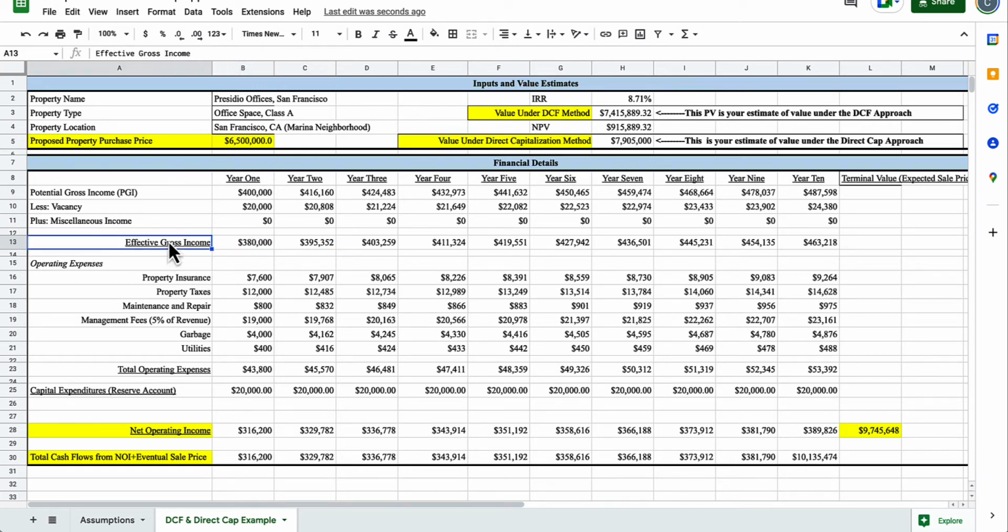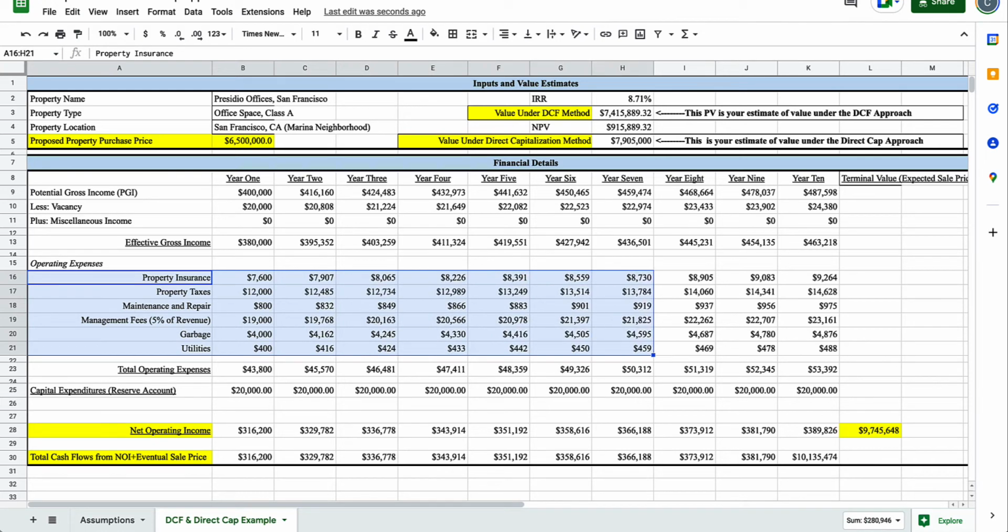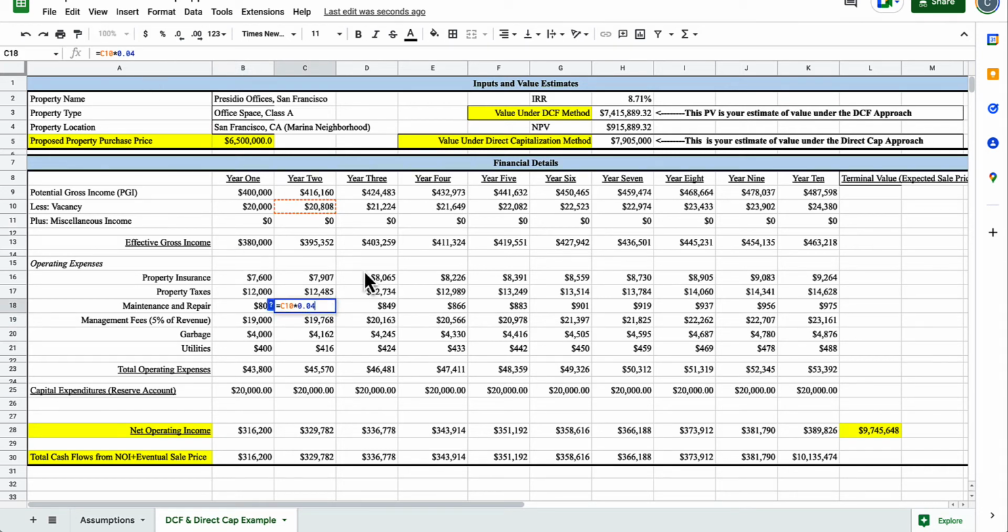And then after effective gross income, we had operating expenses, and we subtract them. I'm just going to group fixed and variable together. We've got property insurance, which would be considered fixed. Garbage would be considered variable. I just kind of made up this data. You can see it's a percentage of vacancy, potential gross income, or effective gross income.